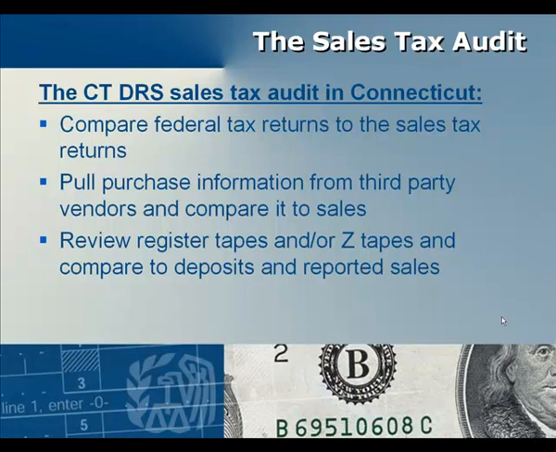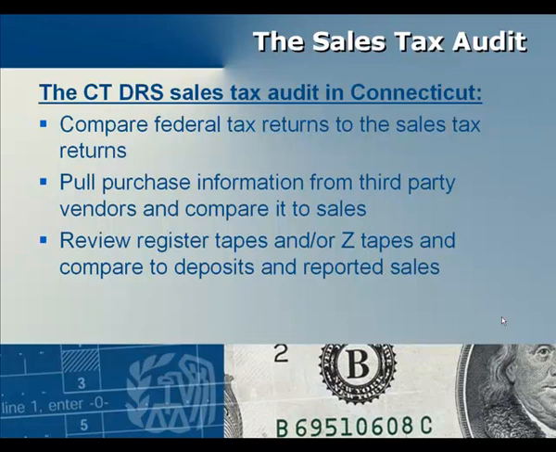All right, they're going to pull purchase information from third-party vendors. We talked about in the first segment how they're looking at liquor distributors and cigarette distributors to get that information. They're going to take that information and compare it to the sales. For instance, we've had businesses show up where the sales tax returns add up to $200,000, but supposedly they purchased $450,000. Well, that's a problem, right? Right off the bat, the Department of Revenue is going to jump all over that.